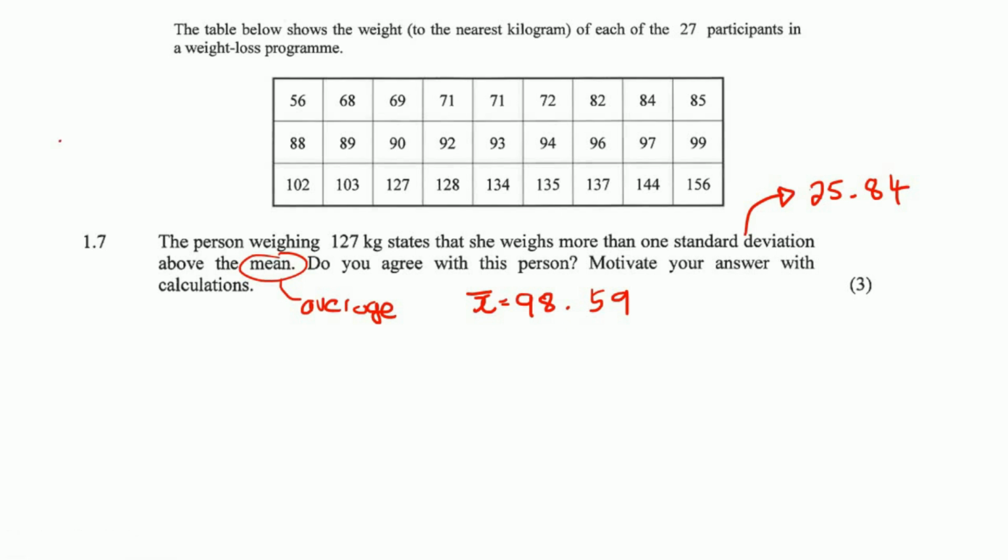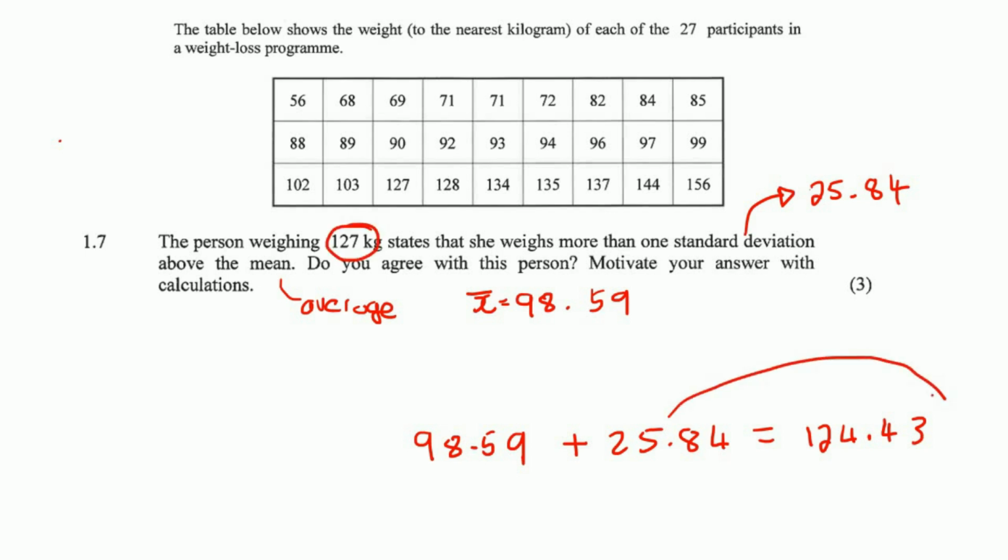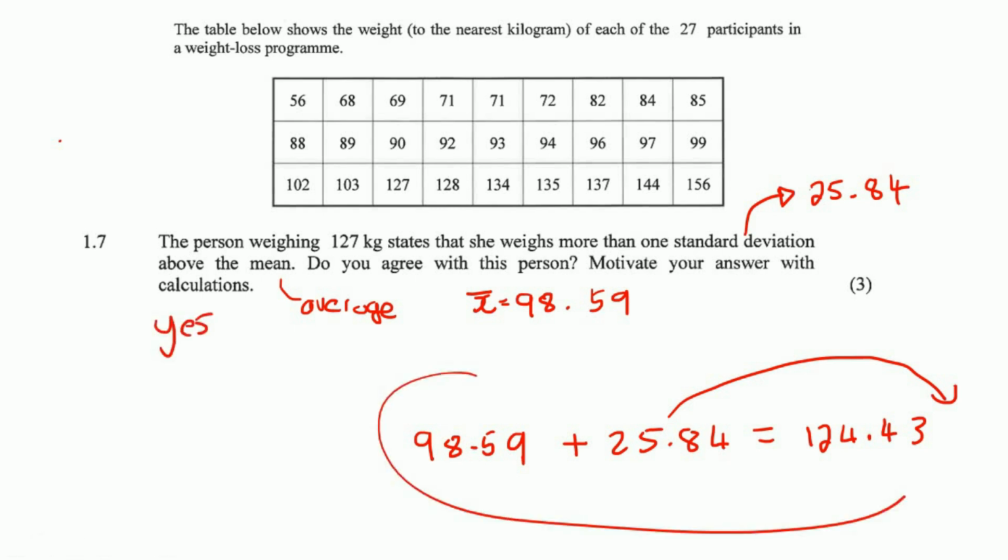Okay, so this person says that she is more than 1 standard deviation above the mean. So what we do is we know that the mean is 98.59. So if we add 1 standard deviation onto that, how much do we get? 124.43. Now this girl is 127. Yes, so she is more than 1 standard deviation above the mean. So do you agree with this person? Yes, we do agree with this person. And then you would have shown all of your calculations like that.